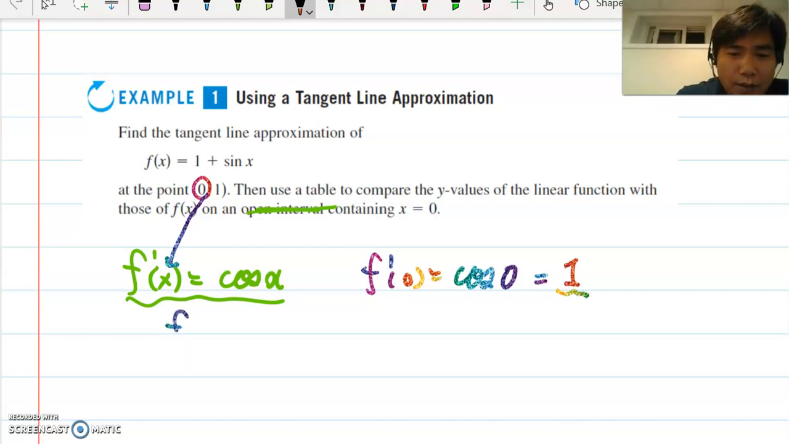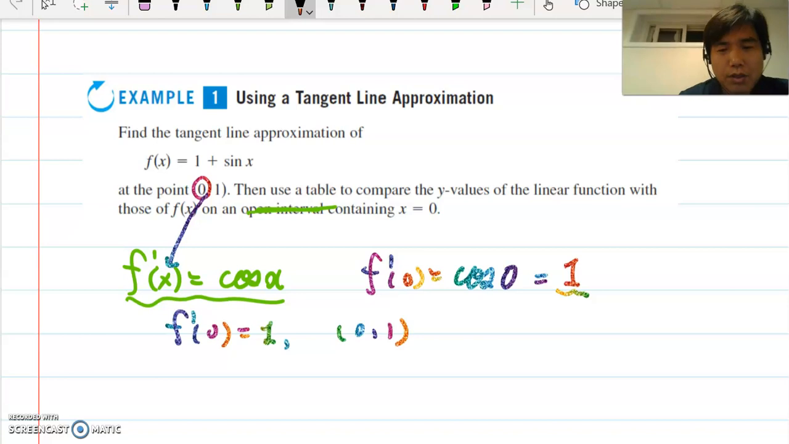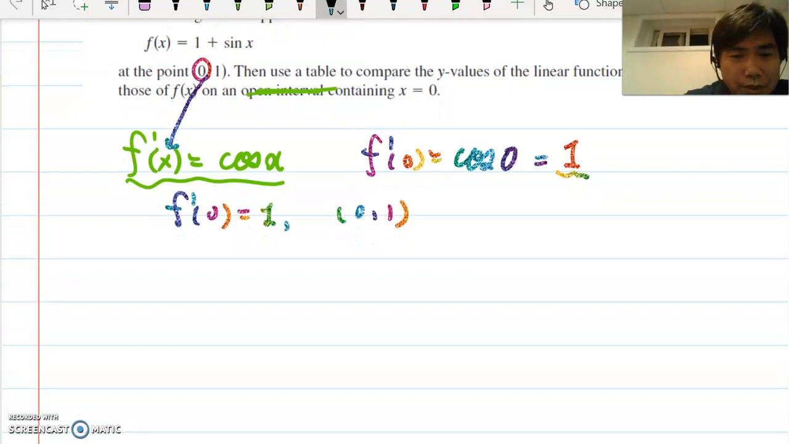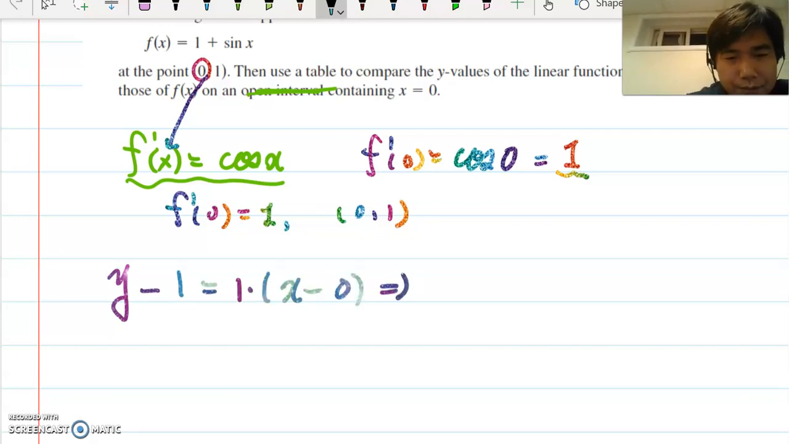Therefore, f prime(0) equals 1 and the given point is (0, 1). So we can find the tangent line equation. Let's do so. y minus 1 equals 1 times (x minus 0). Therefore, y equals x plus 1.